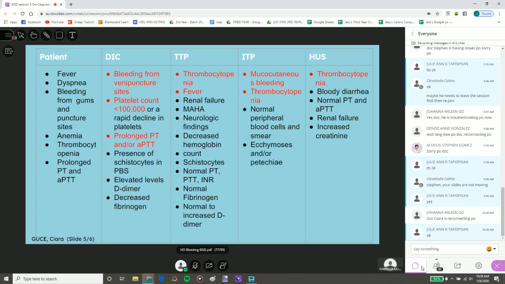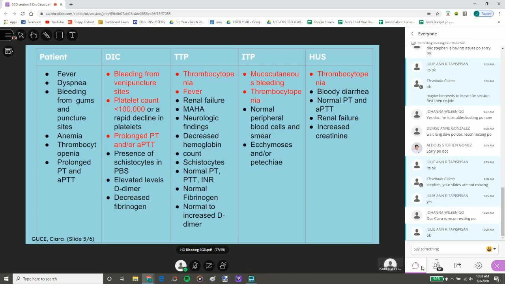Next would be the immune thrombocytopenic purpura. It also presents with thrombocytopenia and a manifestation of mucocutaneous bleeding seen in the patient, manifested by the gingival bleeding. However, for ITP, it does not involve coagulation activation and microangiopathic hemolytic anemia. So the other lab results would be considered normal.